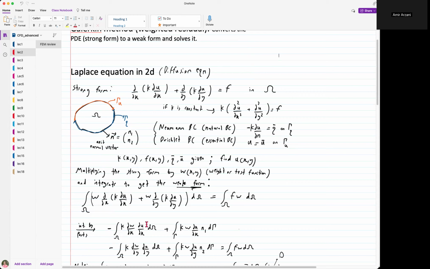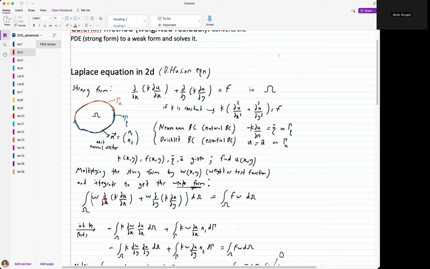So that's what I talked about last time. This is how we do integration by parts. Take the derivative, give it to the other term. So in this case, what you're left with is k ∂w/∂x ∂u/∂x, and then the sign changes and becomes negative, okay?